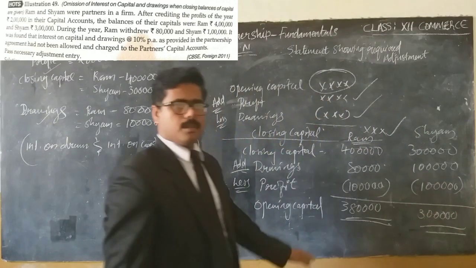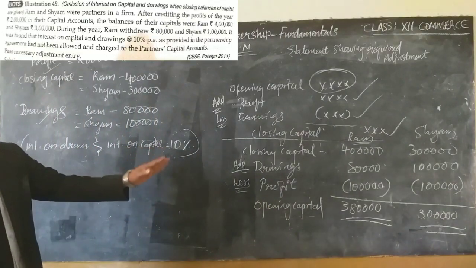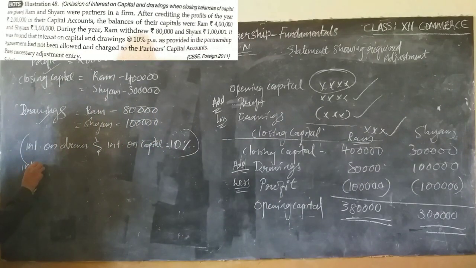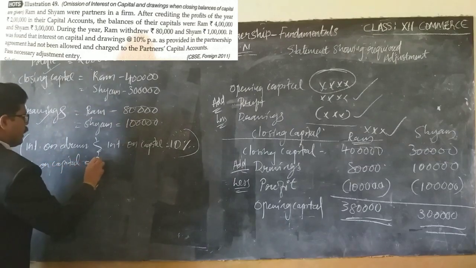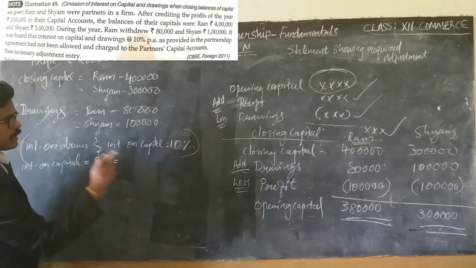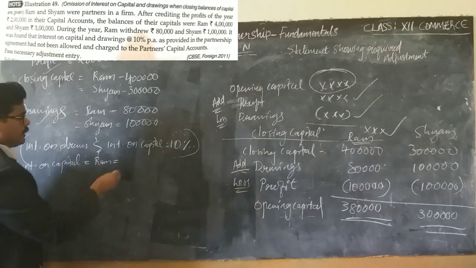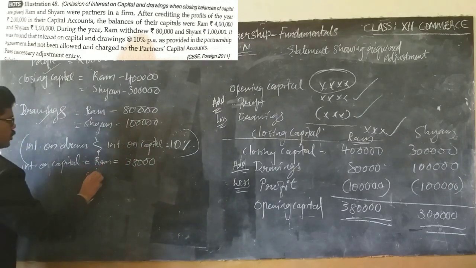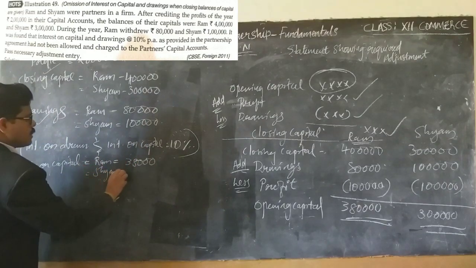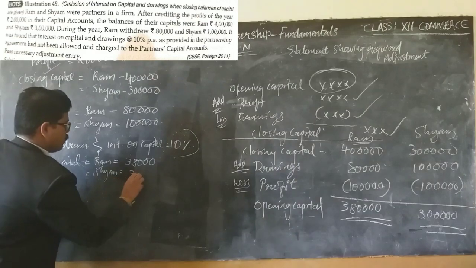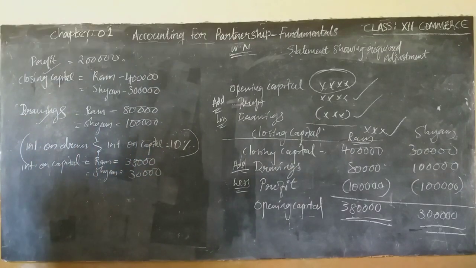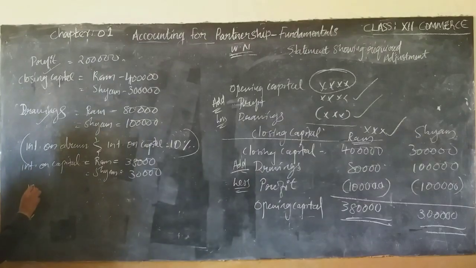You understand how to calculate opening capital? So here for Ram we will charge interest on capital. Tell me the interest on capital. Ram's interest on capital will be 3,80,000 into 10%, that means 38,000. Whereas Shyam's interest on capital is 30,000 only, that means 3 lakh into 10 divided by 100. Okay, so tell me about interest on drawing.